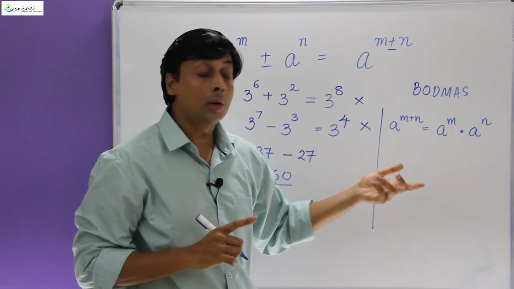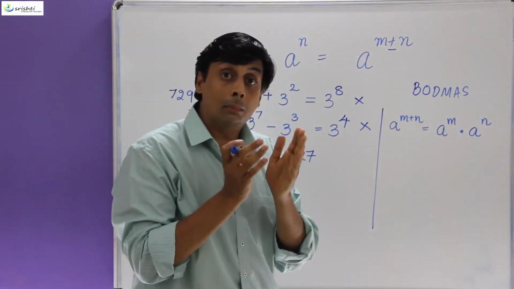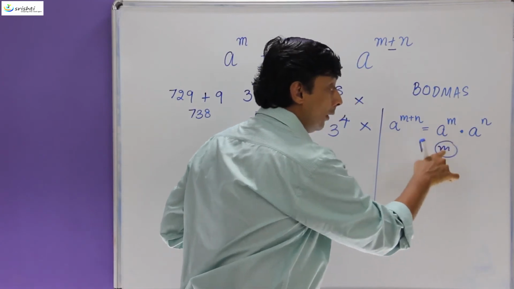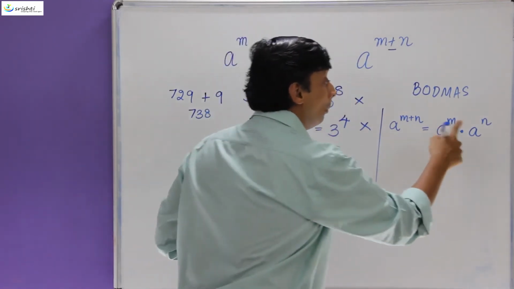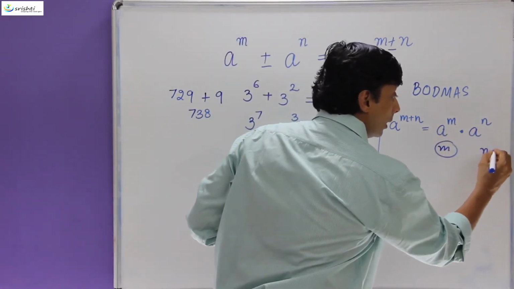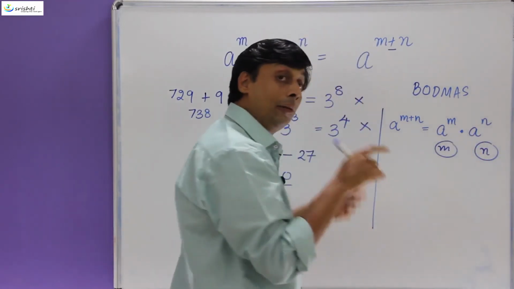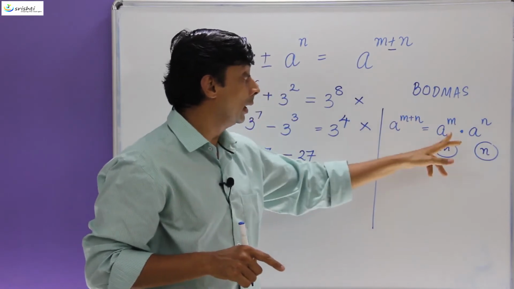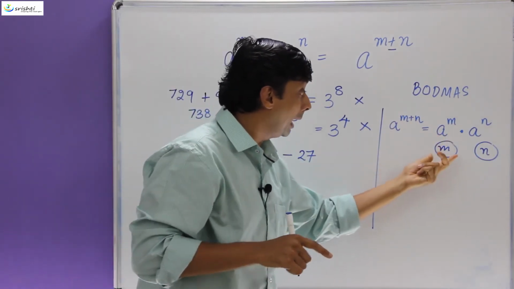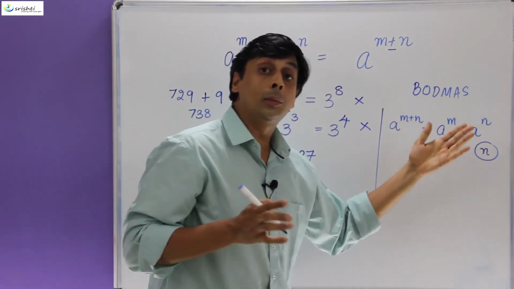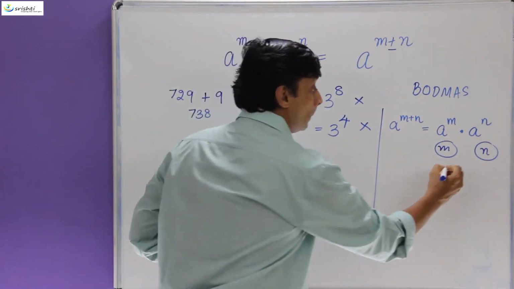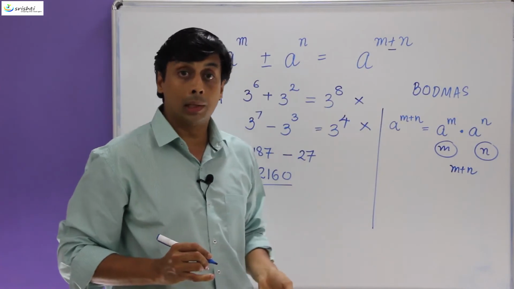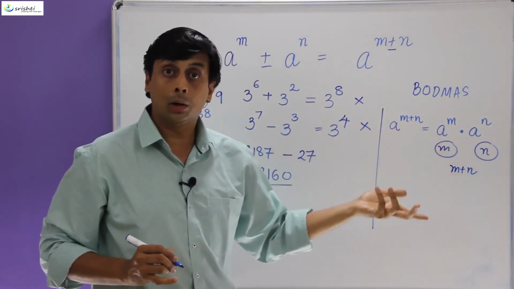And why is it so? Because a raised to m means multiply a, m number of times. So you are multiplying a with itself m number of times. Multiplied with a raised to n means you are multiplying a with itself n number of times. So when you now multiply all this, here you are multiplying m a's with n a's, which means in the result you are going to have m plus n a's, which is same as a raised to m plus n. So this is called the product law in exponents.